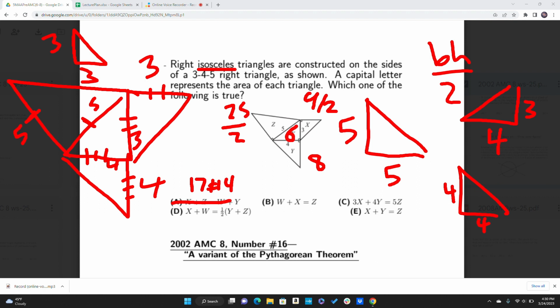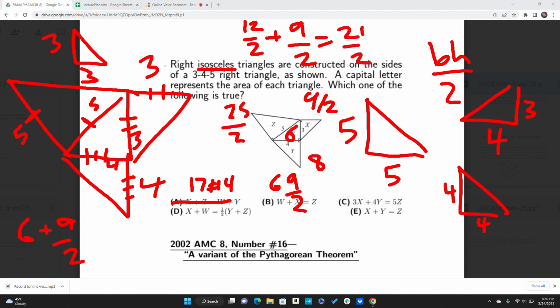Now we have W plus X equals Z. W is our inside, that's 6. X is 9 halves. And we want to see if that equals Z, so 25 halves. So what's 6 plus 9 halves? Well, 6 is the same as 12 over 2, right? We can multiply 6 times 2 over 2 to convert it into a fraction. So 6 times 2 over 2 makes 12 over 2, plus 9 over 2, that is 21 over 2. And 21 over 2 does not equal Z, right? Z is 25 over 2. So B is also incorrect.